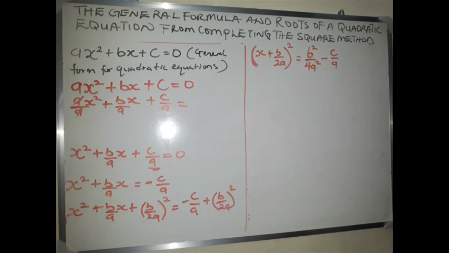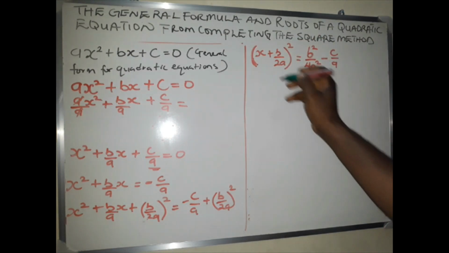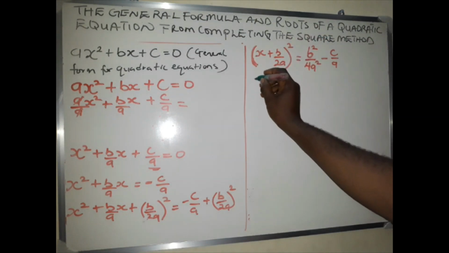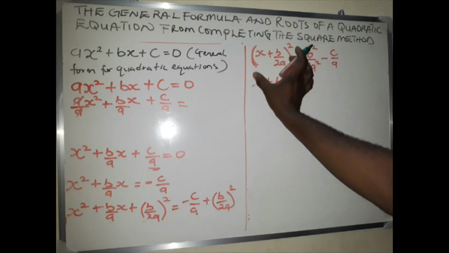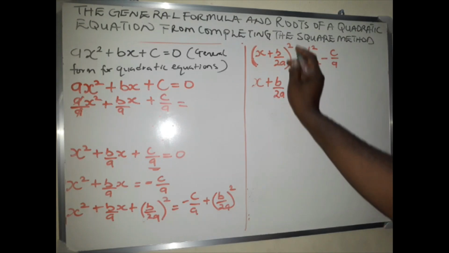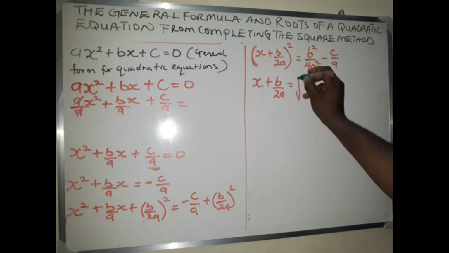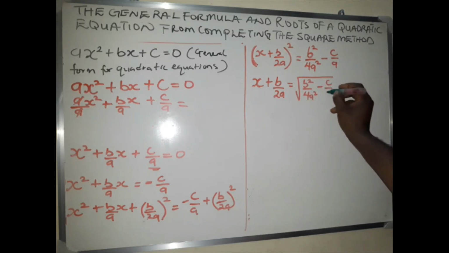Now that we've gotten that, the next thing we do is to find the square root of both sides. When you find the square root of the left-hand side, it eliminates the square. But for the other side, which is the right-hand side, you get b squared all over 4a squared minus c all over a.